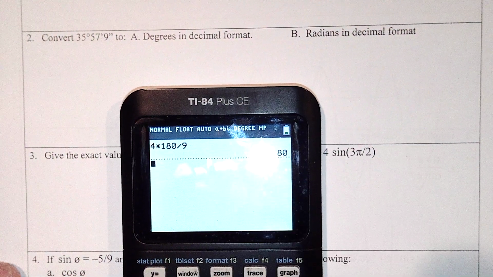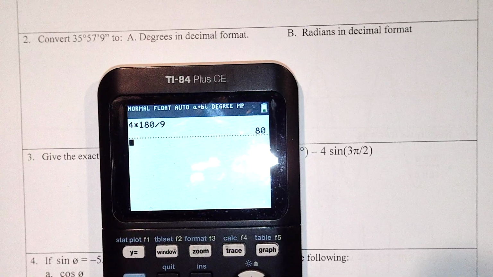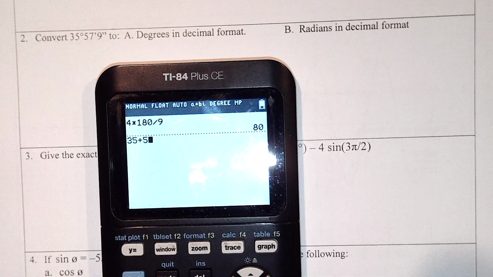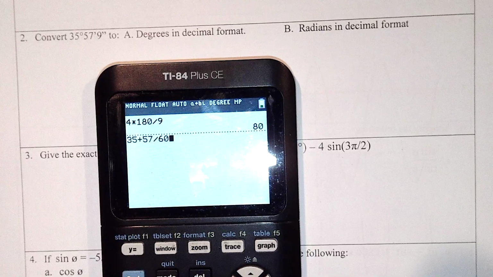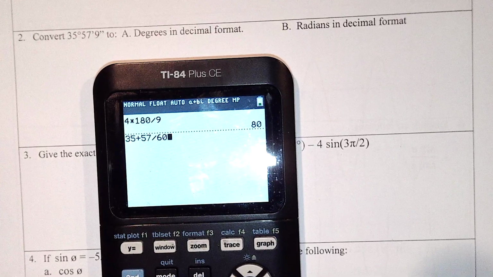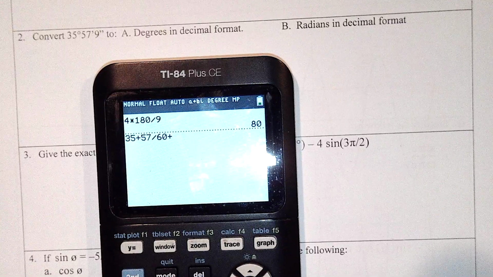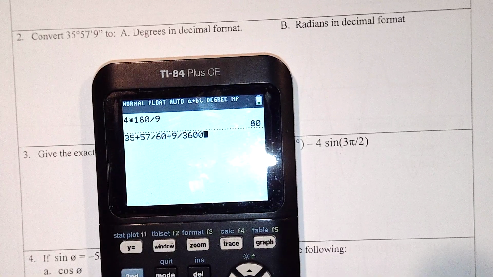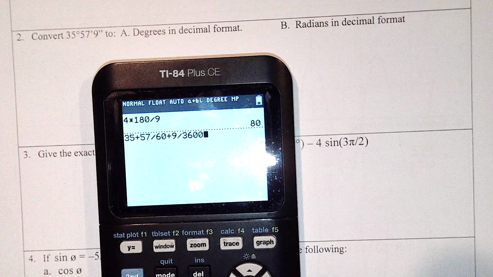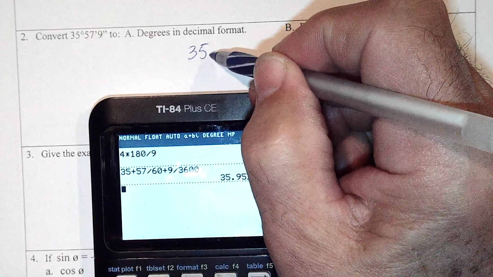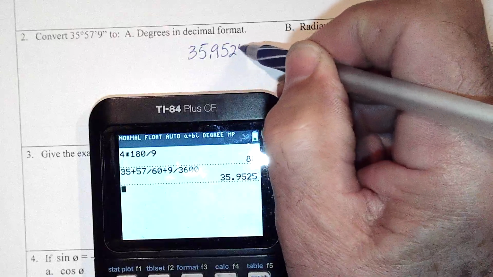How do I change this to decimals? This 35, 57, 9. So I got 35 degrees plus 57 out of 60 minutes. 57 out of the 60 minutes it takes to make a degree, plus 9 out of the 3,600 seconds that it makes a degree, 60 times 60. And I get the decimal form for that is 35.9525 degrees.